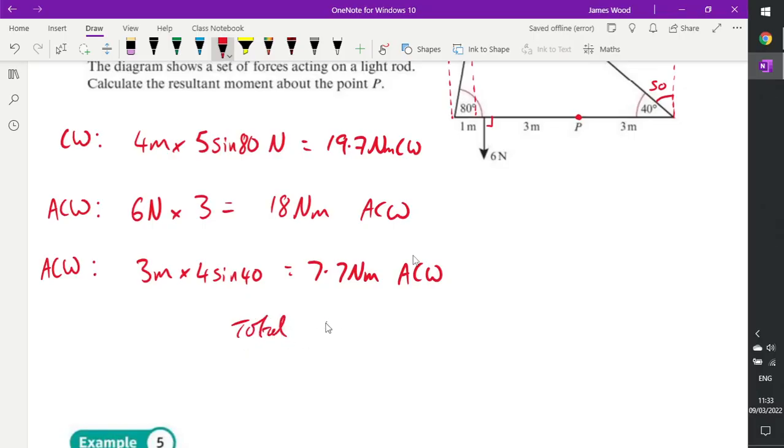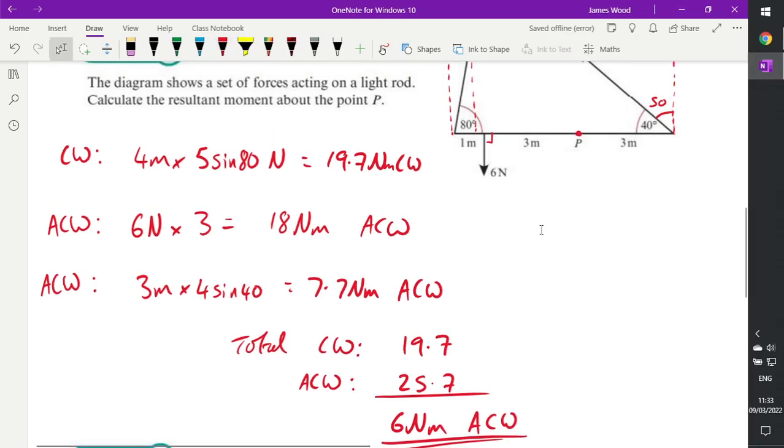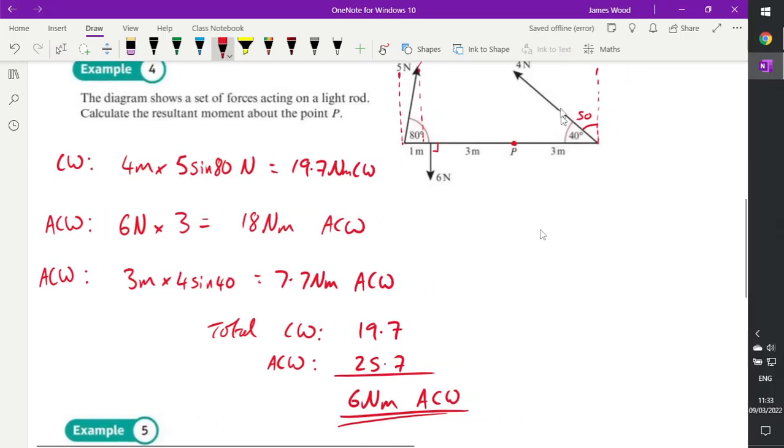So we've got a total clockwise moment of 19.7, total anti-clockwise of 18 plus 7.7, so that's 25.7. So overall, 25.7 minus 19.7, so we've got 6 newton meters anti-clockwise would be our resultant moment here. So overall, this point is going to rotate anti-clockwise, so in this direction, with 6 newton meters of turning force.